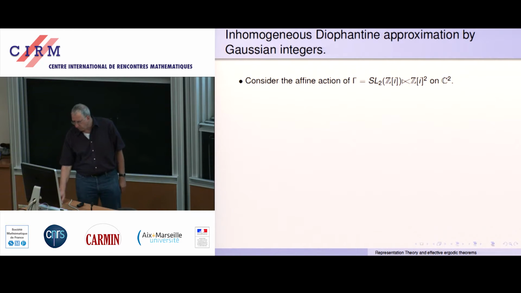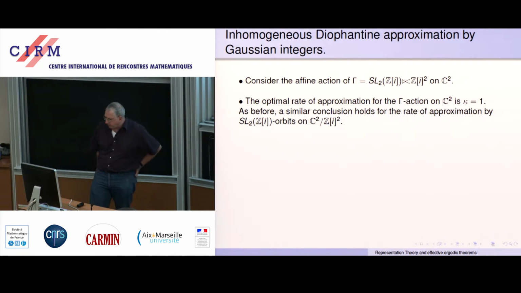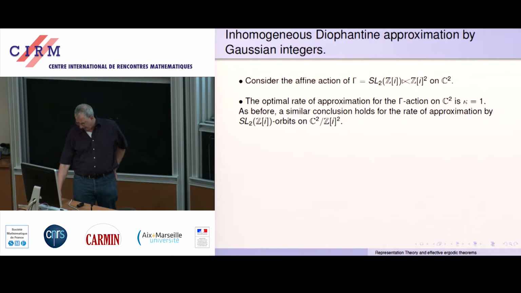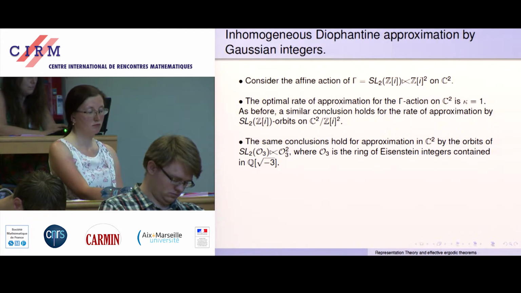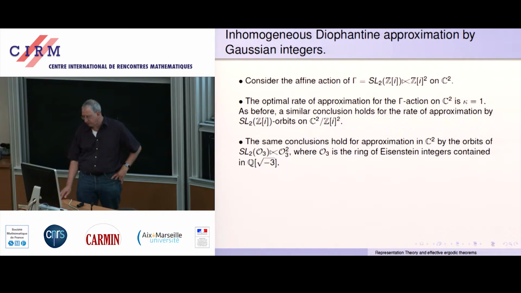Let me just say very briefly, just because I mentioned the scope of this problem, that one can consider the affine action of SL2Zi over Zi squared on C squared, changing the group and the field and the lattice. And once again, the optimal rate of approximation of the gamma action on C2 is kappa equals 1. And a similar conclusion holds for the rate of approximation by SL2Zi points on C squared modulo Zi squared. And for example, the same conclusion holds for approximation in C squared by orbits of SL2O3 times O3 squared, where O3 is the ring of Eisenstein integers contained in Q square root of minus 3.